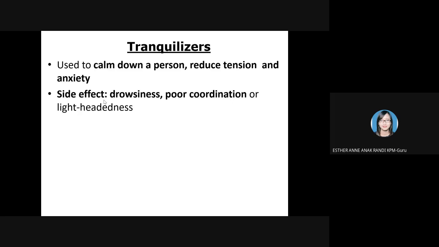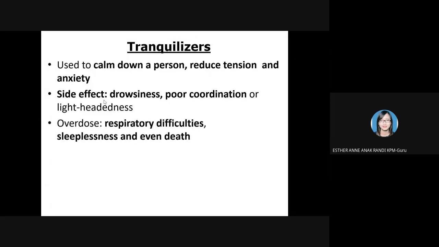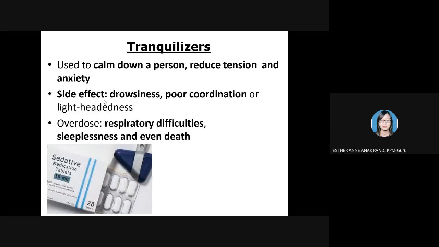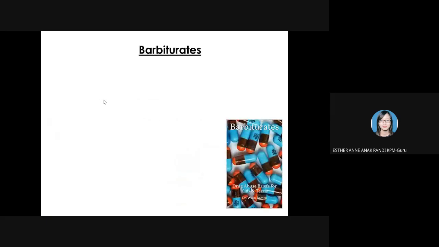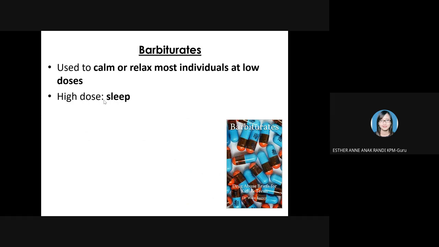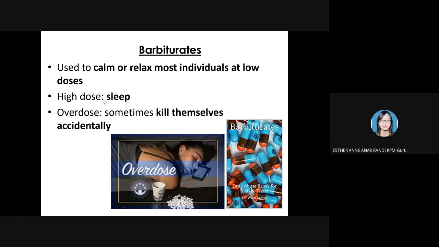So the side effects is that it makes you feel drowsy, mengantuk, poor coordination. Okay, you can't walk properly and so on. Okay, overdose can cause respiratory difficulties, sleeplessness, you can't sleep, and even death. Okay, next is barbiturates. So barbiturates, almost similar, used to calm you or relax you at lower dosage. High dosage, they cause you to sleep. Okay, and overdose is also death lah, right?